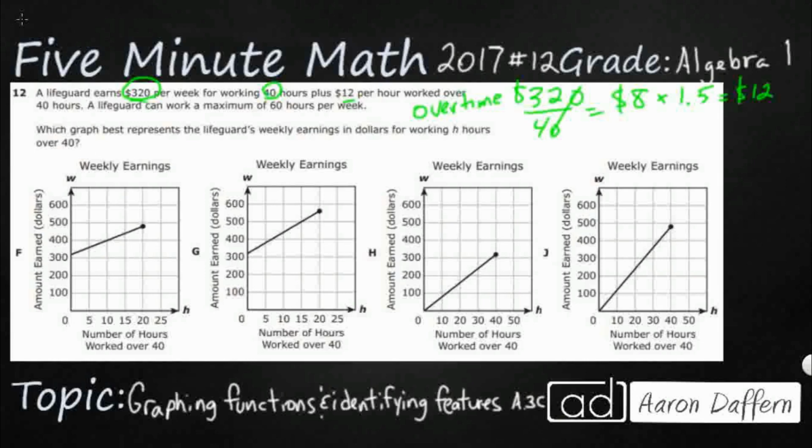A lifeguard can work a maximum of 60 hours per week. Which graph best represents the lifeguard's weekly earnings in dollars for working H hours over 40? Okay, so this is why this gets a little tricky here. So we need to find the graph that represents the weekly earnings in dollars for working H hours over 40.